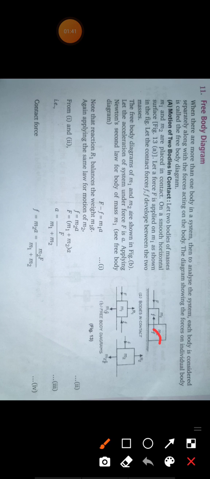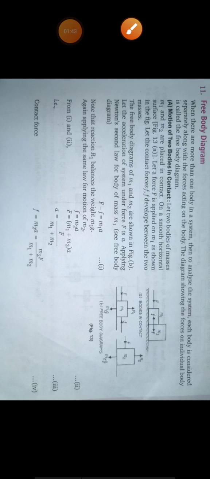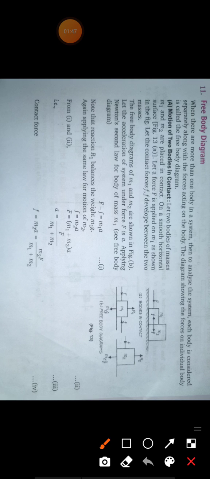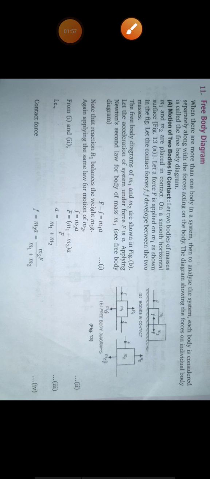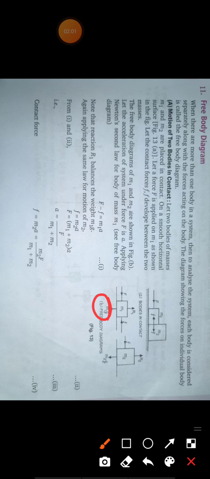These two forces are action-reaction pairs. That means they are equal and opposite forces. This f and f, they are equal and opposite forces. So let us draw the free body diagram. How many forces are acting on the first body? Obviously gravity is attracting the first body with m1g force, and there is a normal force on this body also. That force is R1, the normal force.